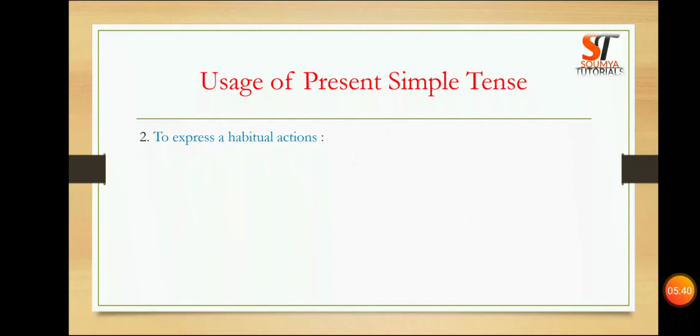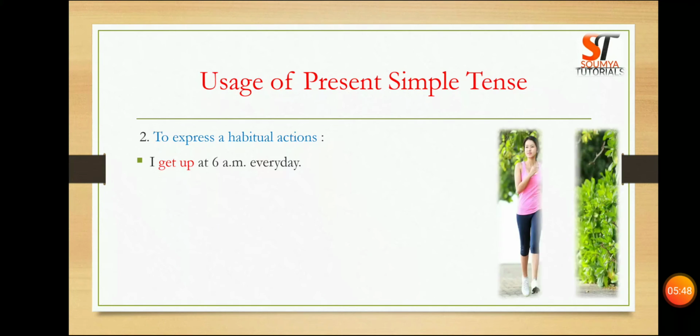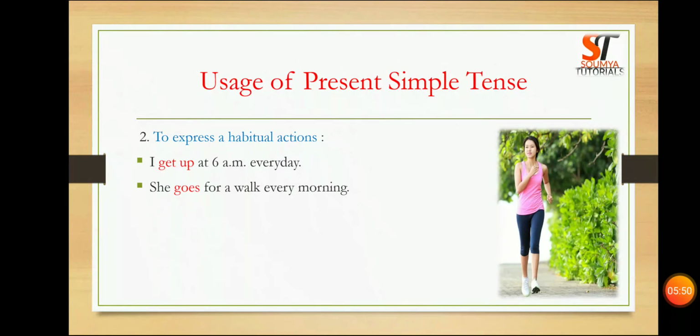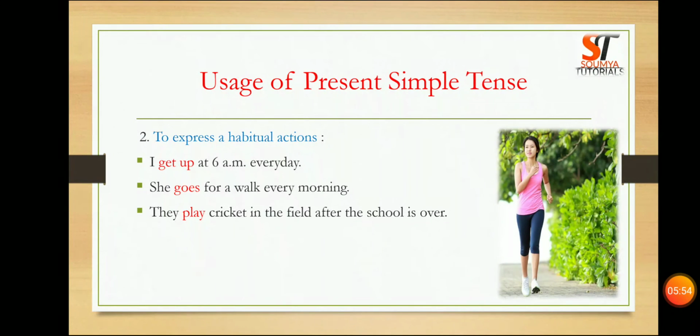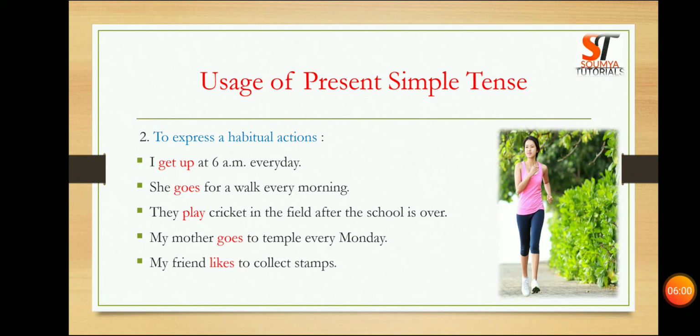Next, we use simple present tense to express a habitual action. For example, I get up at 6 a.m. every day. She goes for a walk every morning. They play cricket in the field after the school is over. My mother goes to temple every Monday. My friend likes to collect stamps. All these sentences are habitual actions. So in these sentences, we use present simple tense.